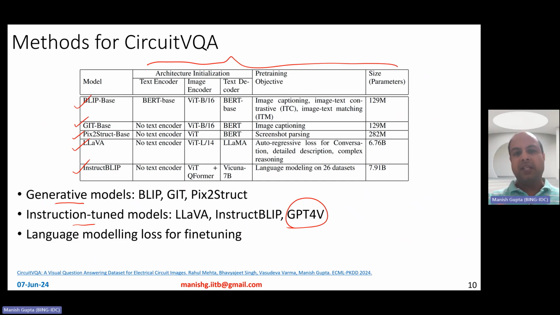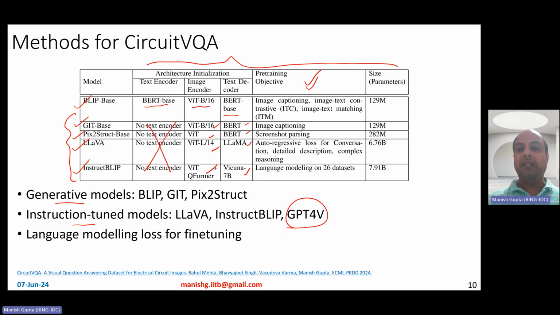Of course, BLIP is BERT plus ViT for the image encoder, and the decoder is BERT base. And then these remaining models are all decoder-based models. There's no text encoder. And typically BERT or Llama or Vicuna is used as the text decoder. ViT is used as the standard image encoder. And then they have their own pre-training objectives. I won't go over those.